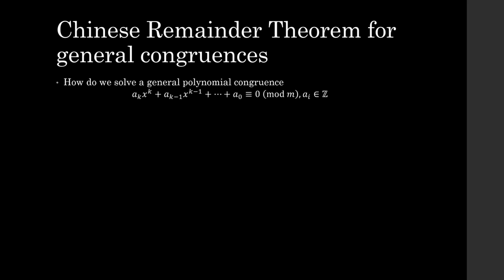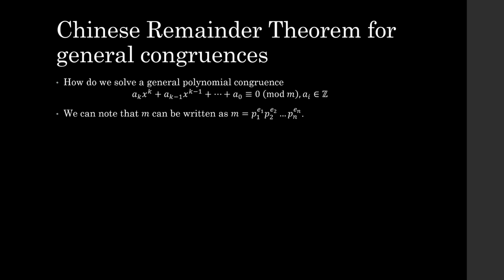So the question is, how do we solve a general polynomial congruence a_k times x to the k plus a_(k-1) times x to the k minus 1 and so on, plus a_0 congruent to 0 mod m, and the 0 is arbitrary. If it was any other constant, it could just be assimilated into the a_0 term.